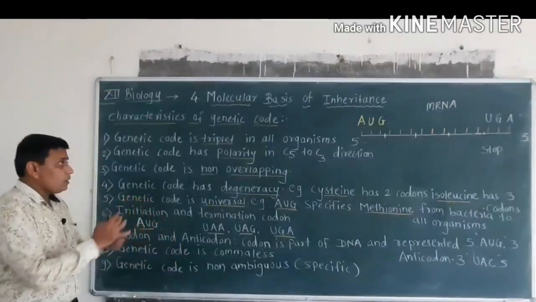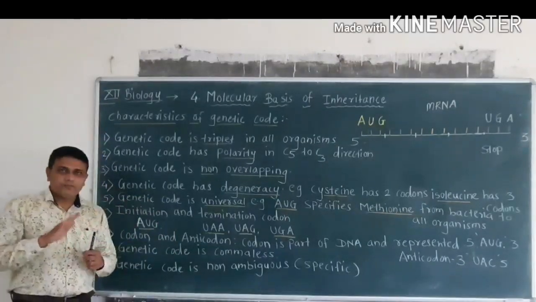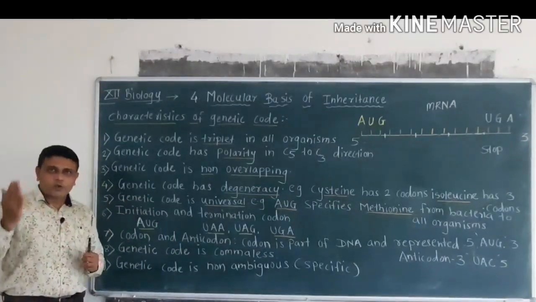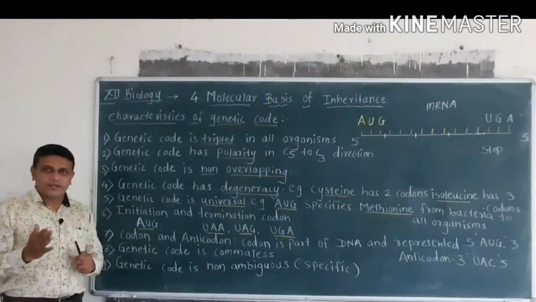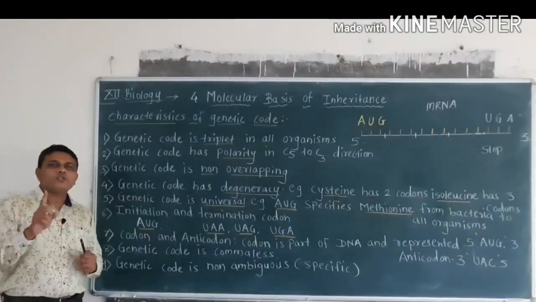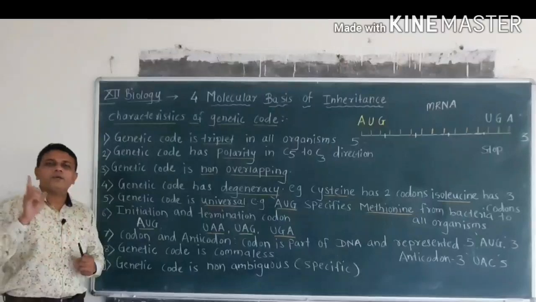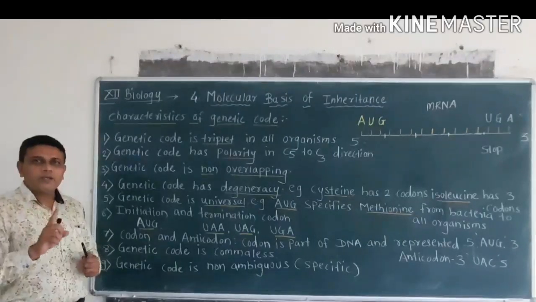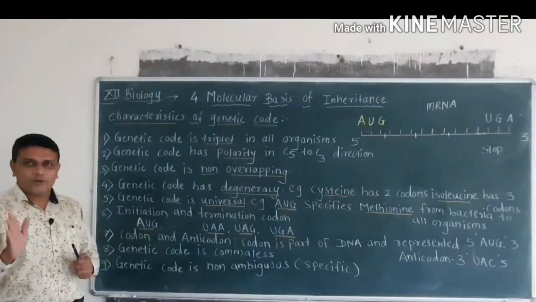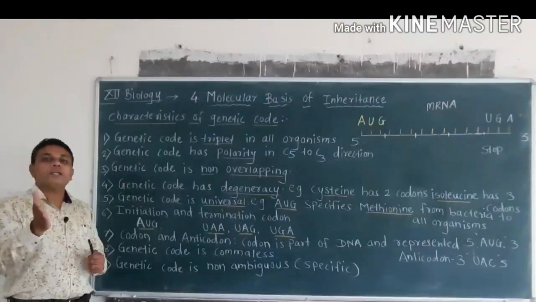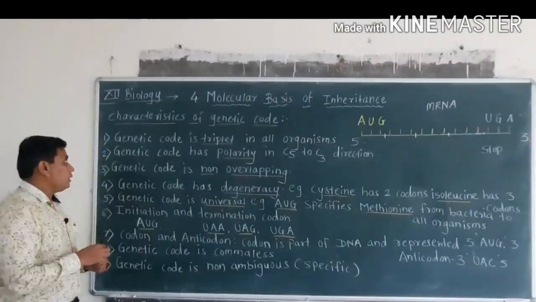So, the genetic code from DNA is copied to messenger RNA, but there is only one change, that in messenger RNA thymine is replaced by uracil. That means thymine is absent in messenger RNA.